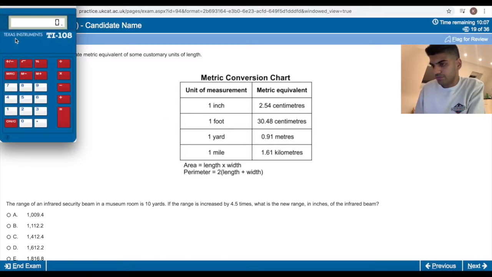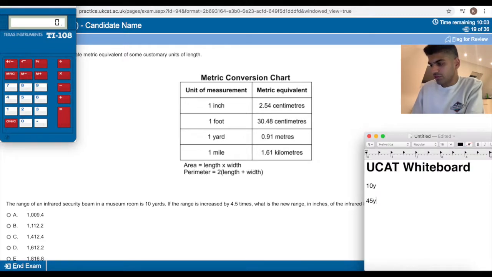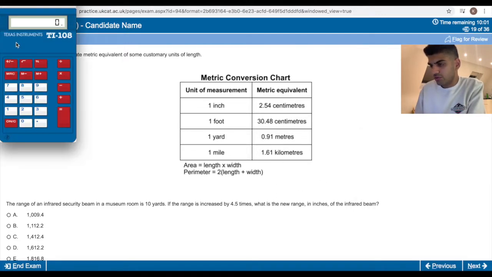So you want to do 10 times 4.5, so that's 45. So 45 yards in inches, basically. What's 45 yards in inches? Okay, so 45 yards, 45 times 0.91.